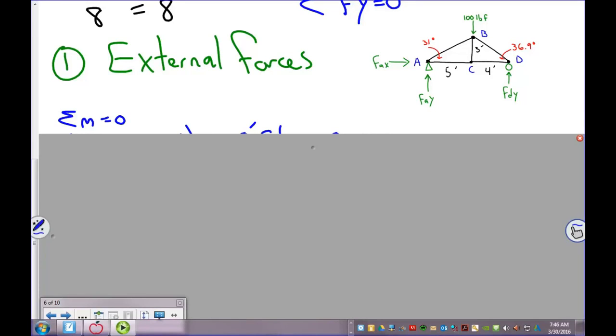Okay, so let's write external forces. Let's write sum of the moments equals 0.